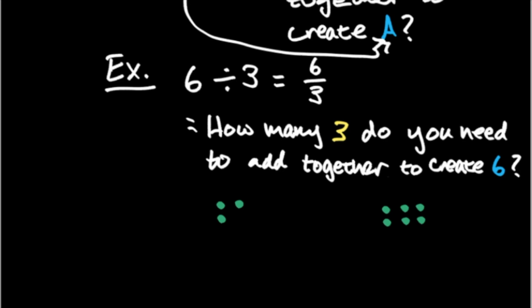All right, 6 divided by 3. We all know that that's 2. But let's look at it this way. How many 3's do you need to add together to create 6? So if we have 2 of them, and I'm just going to flip that a little so that we can make it look exactly the same as the other one, we'll see that we get 6, just with 2 sets of 3. So what we're looking at with division is that number of sets. So that's why 6 divided by 3 equals 2, because 2 sets of 3 equals 6.